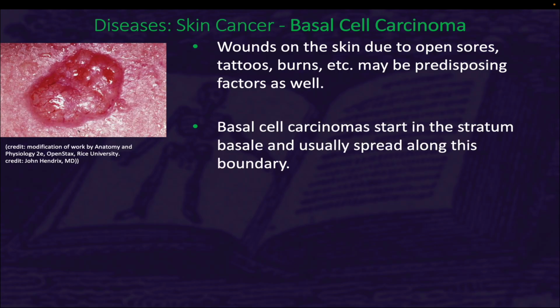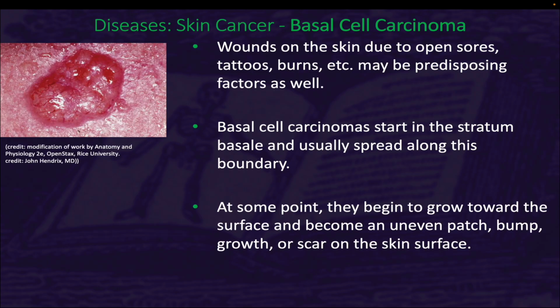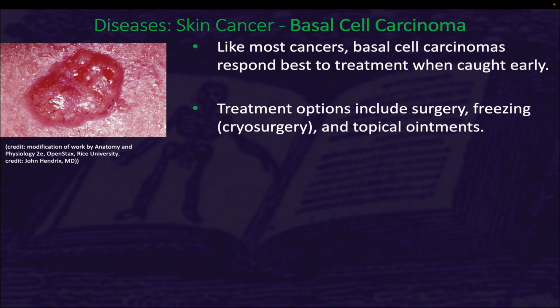Basal cell carcinomas start in the stratum basale and usually spread along this boundary. At some point they begin to grow towards the surface and become an uneven patch, bump, growth, or scar on the skin's surface. Like most cancers, basal cell carcinomas respond best to treatment when caught early. Treatment options include surgery, freezing, and topical ointments.